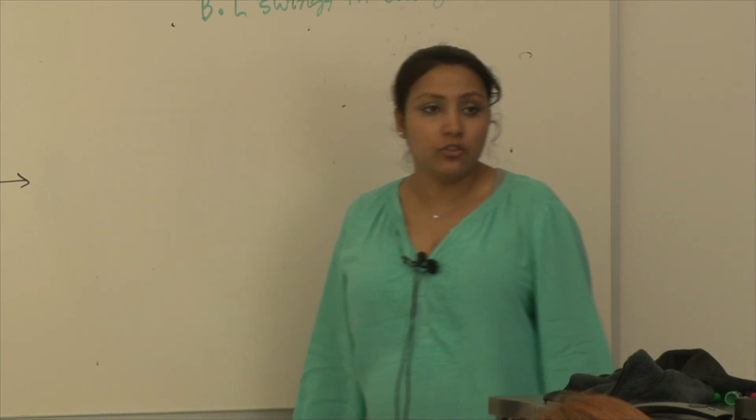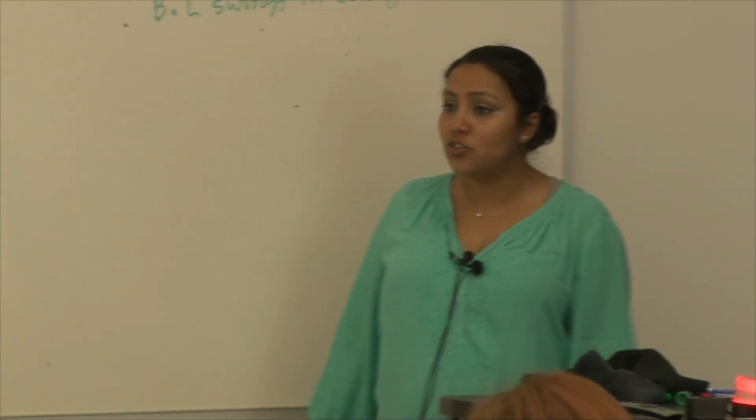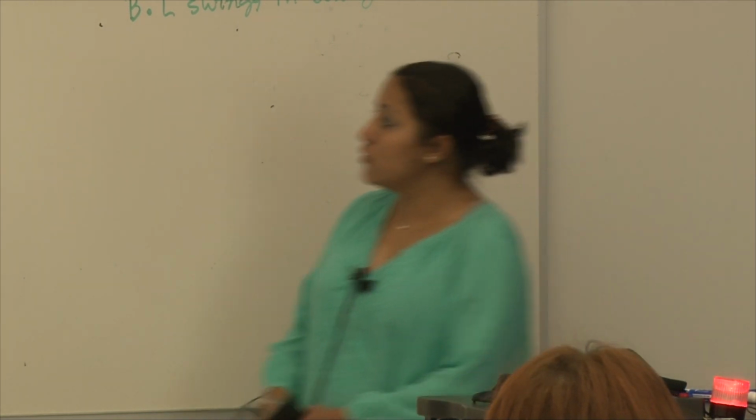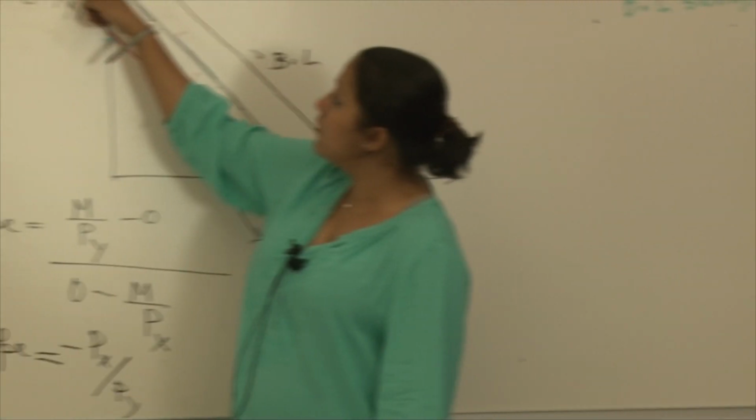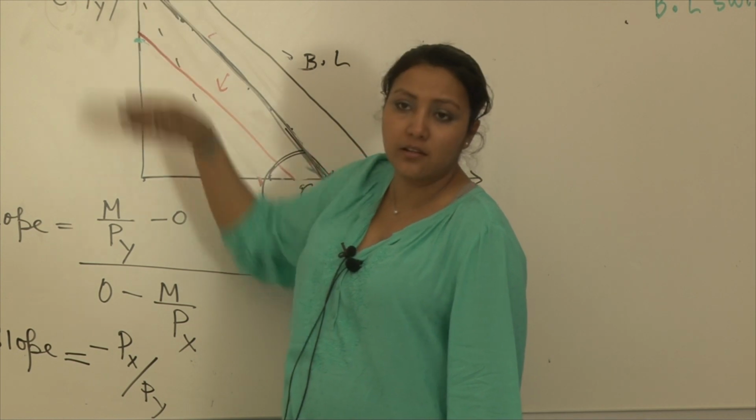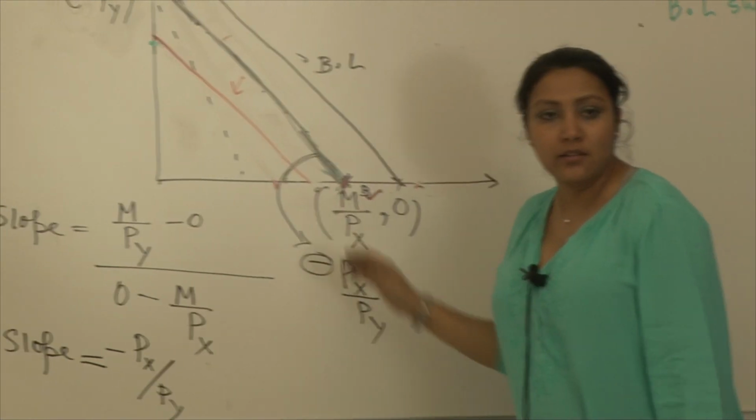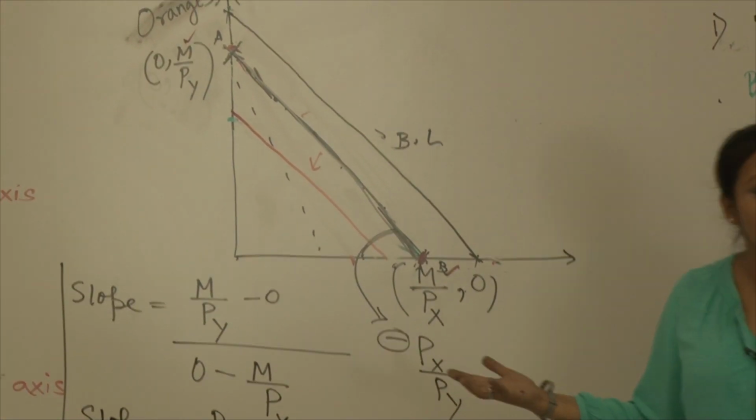There will be no change because everything will cancel each other out, right? Because here m by Py, m is increasing 2 times, Py is increasing 2 times, cancel, same, cancel. So, everything gets cancelled out and the budget line will not change.